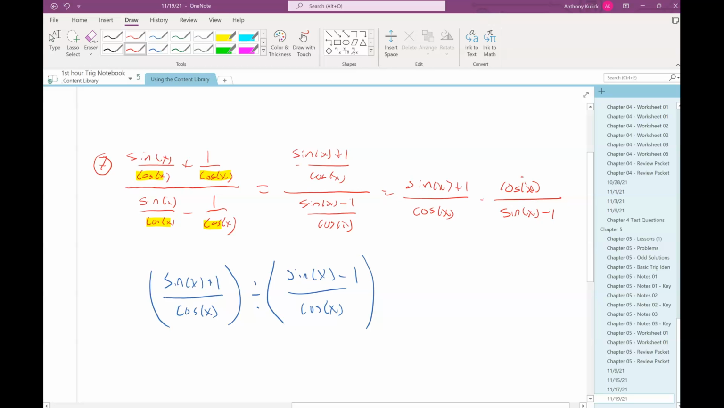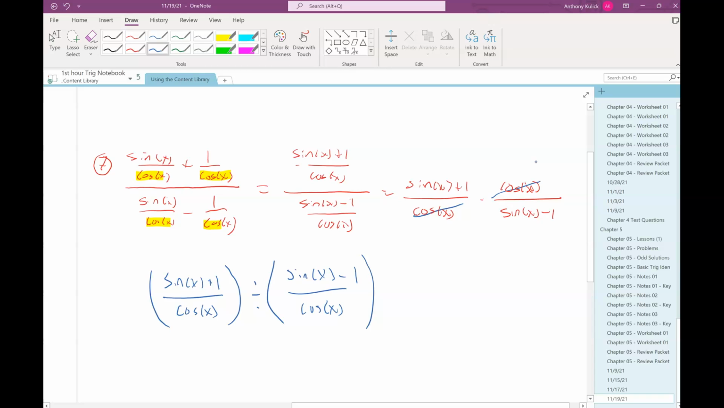Which is great, because I see some stuff that can reduce. Even if I couldn't have reduced anything, this is still an improvement because it's now one fraction instead of these stacked fractions. That's still going to be better, even if there wasn't any reducing to do. Though in this case, I can reduce the sines, or the cosines.